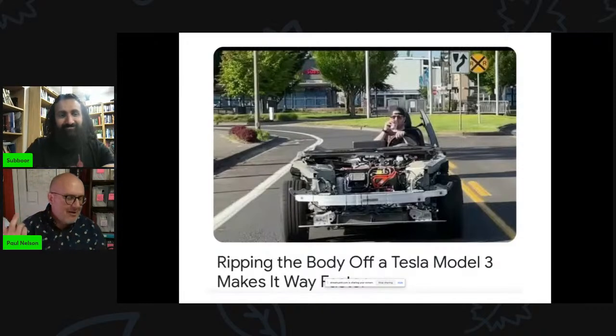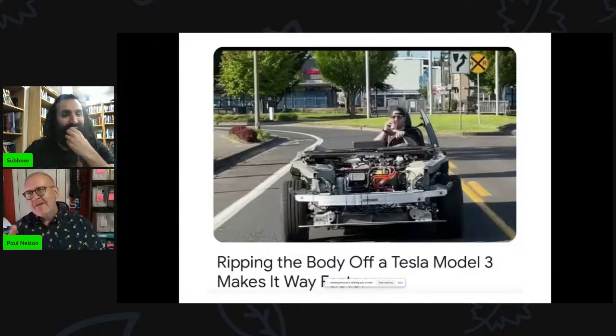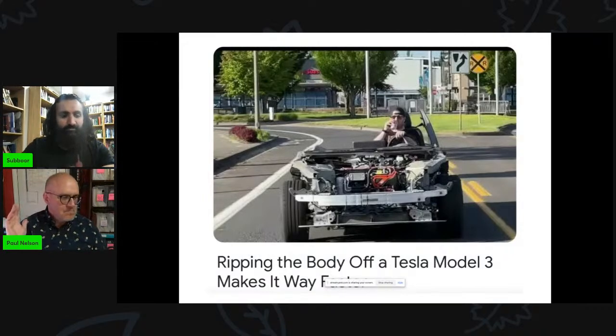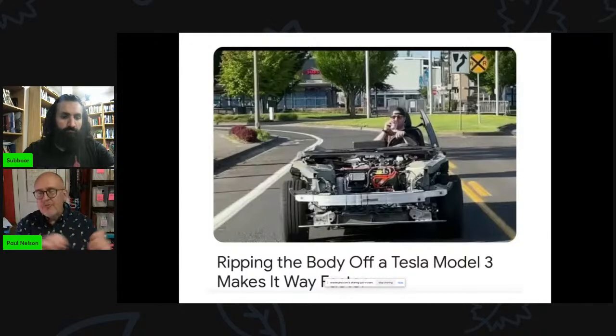He was thinking about this same topic, and he emailed me this screen capture. Ripping the body off a Tesla Model 3 makes it way faster, which is probably true, right? Again, think in terms of, what do I want this thing to do? What do I want this complex system to do? Just to move me from A to B? Well, I don't really need a body for that, right? I need the wheels and the engine and the steering apparatus and so forth.